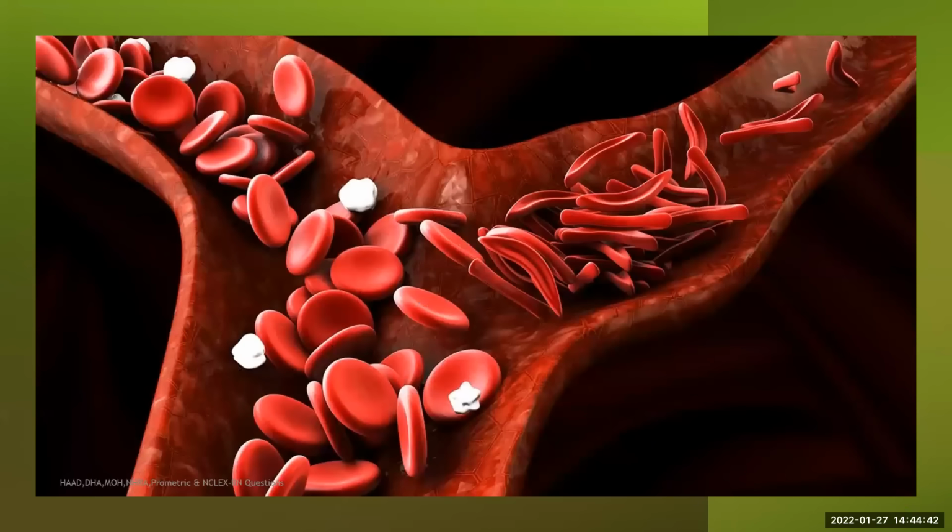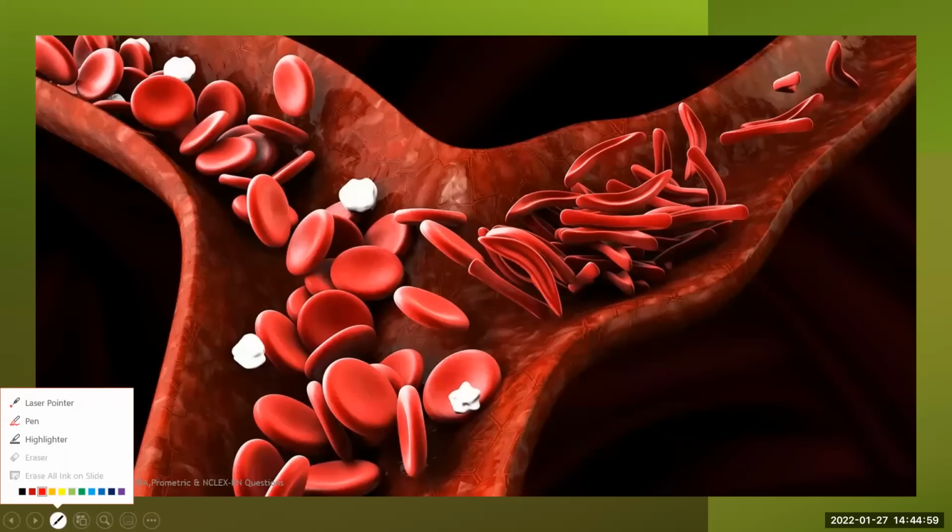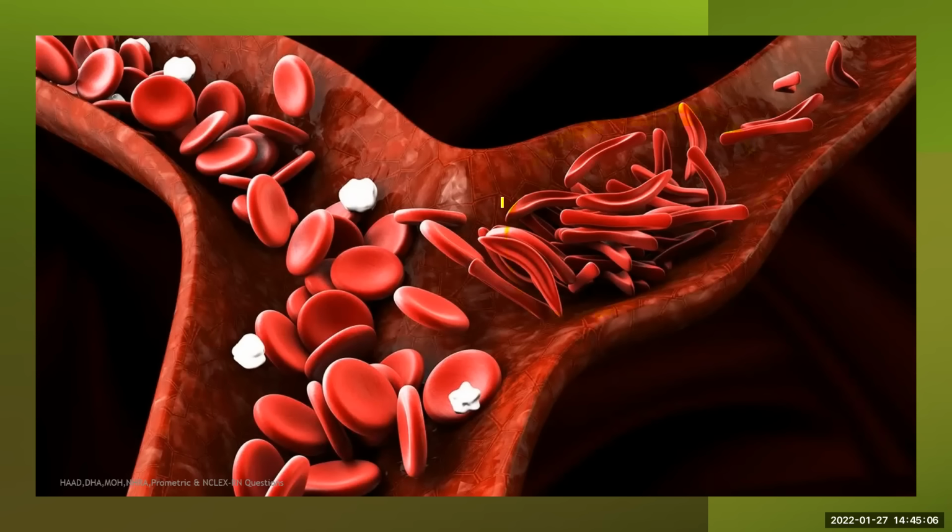See, what is this condition? Look at the picture. Here the shape of the RBCs has changed. Yes, it is considered as sickle cell anemia. What is the complication in it?